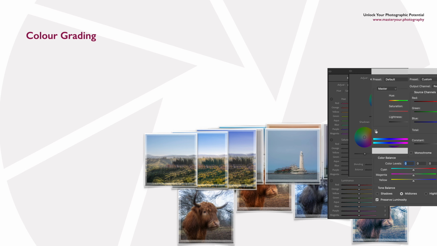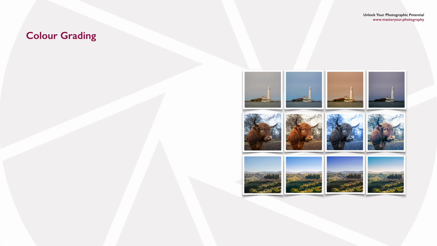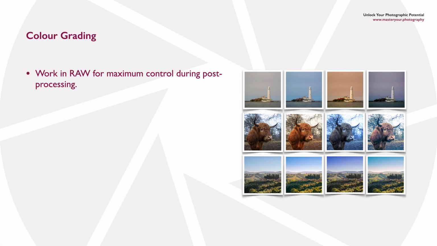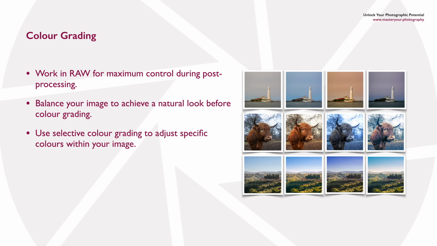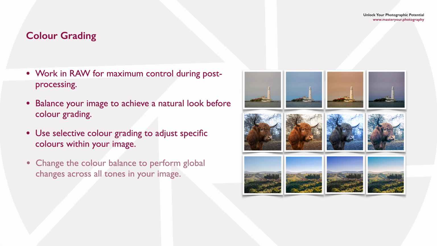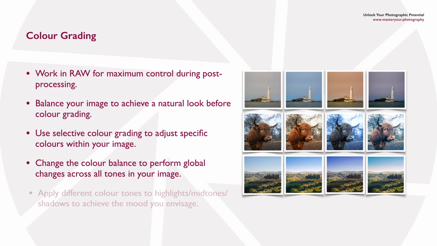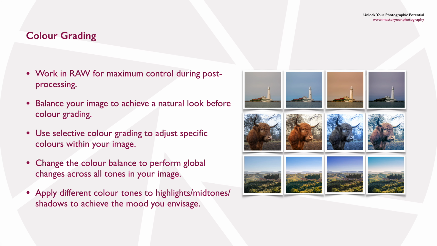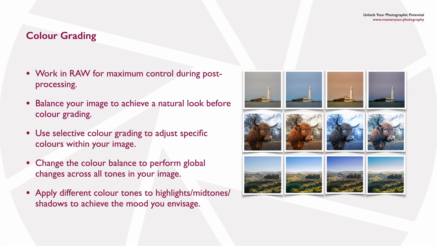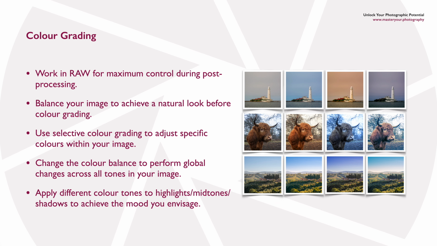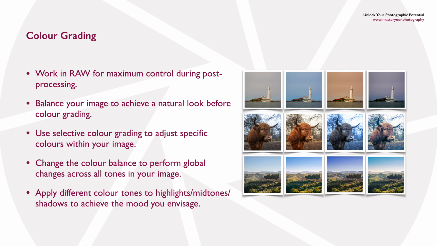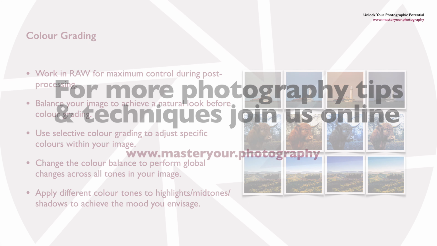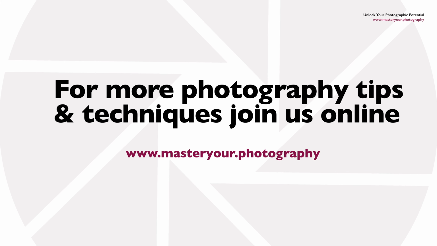To summarise, colour grading is a fantastic way to change the mood of your images. It's always best to start with a raw file because that gives you maximum control during any post-production work. Balance your image first so that you've got a natural look before you do any colour grading, and then use selective colour grading to work on specific colours within your image. You can change the overall colour balance if you want to do global changes across all the tones in your image, or apply different colour tones to the highlights, the midtones and the shadows to achieve the look that you want.